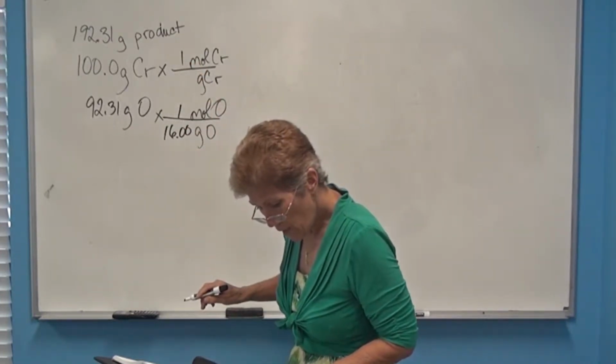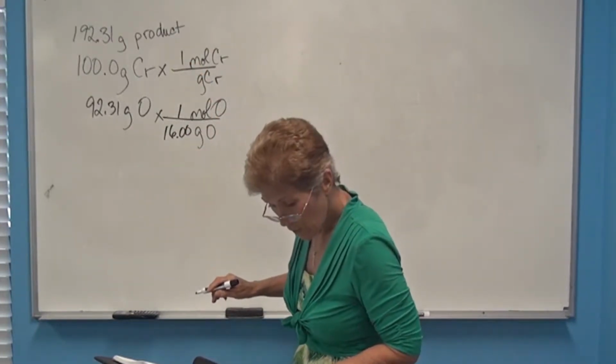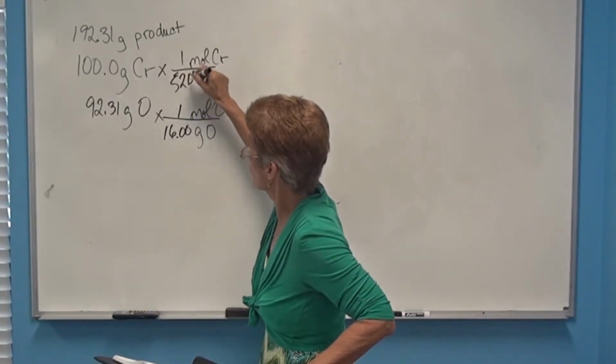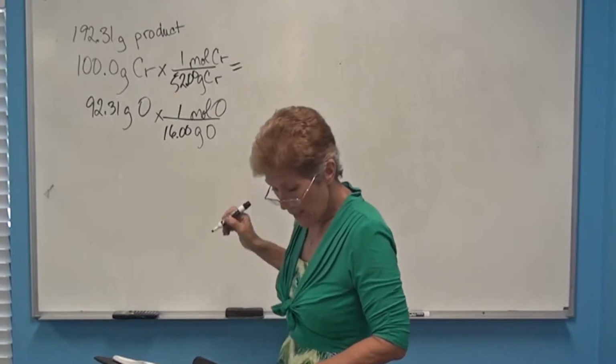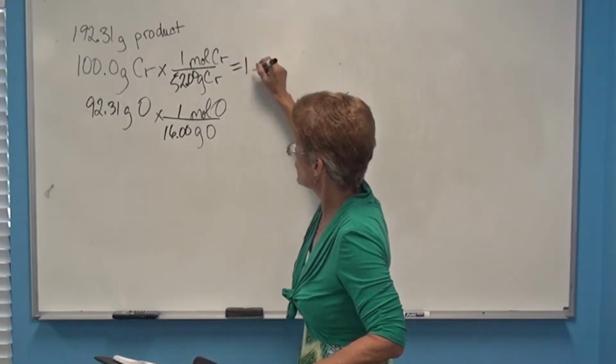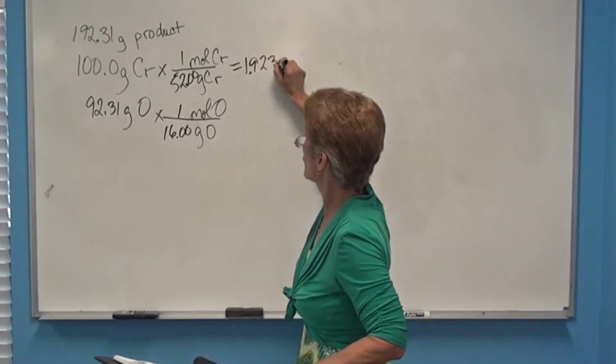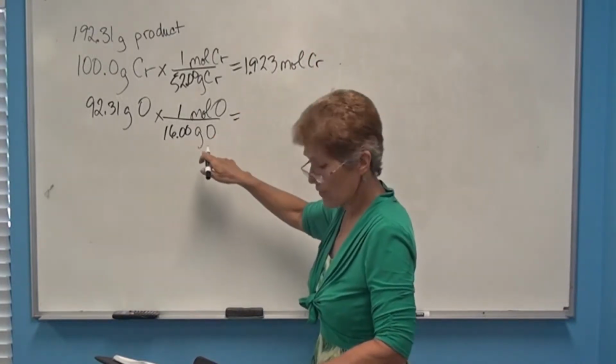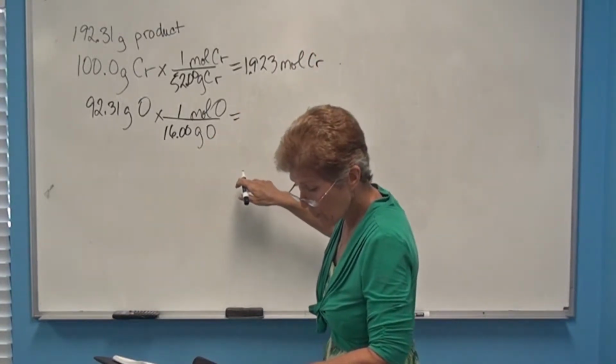Chromium, I do not have memorized. Let's see, 52. Alrighty, that's going to give us, in 4 significant figures, moles of chromium. And this is going to give us, in 4 significant figures, the moles of oxygen.